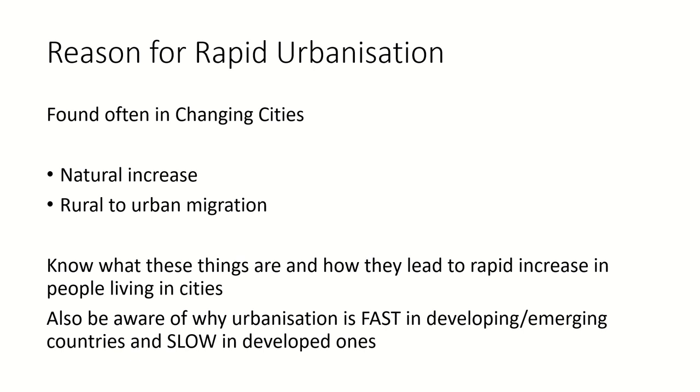Reasons for rapid urbanisation. This is found in changing cities. We've just looked at how rapid urbanisation could create problems, but again, a simpler question, which always precedes it, is why? Why do some places grow rapidly? Well, because of natural increase, more births than deaths, high birth rate, low death rate, and rural to urban migration. People moving from the countryside to the cities for better jobs, better employment opportunities, higher pay, better access to healthcare, education.